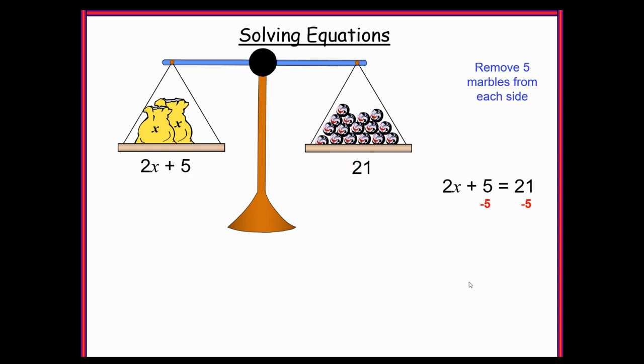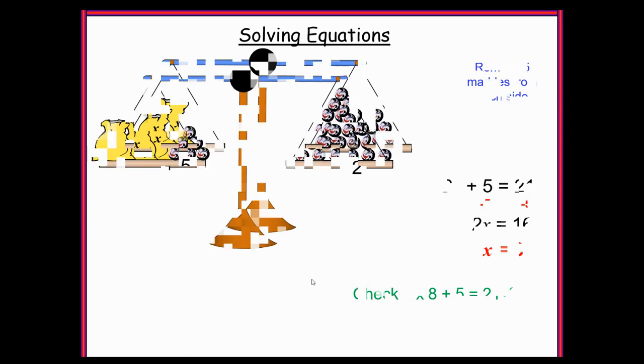If you remove 5 from both sides, then you'll be left with 2x equals 16. And then if you know 2 bags have got 16, then what would 1 have? 8. So remember, whatever's beside it, you divide by. You can always check. 2 times 8 plus 5 does make 21.